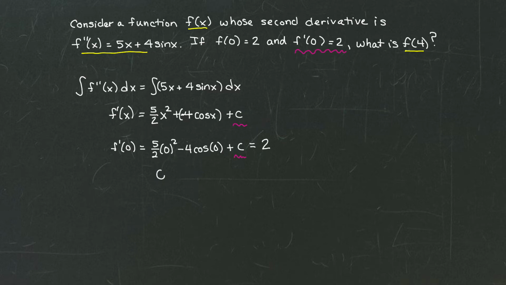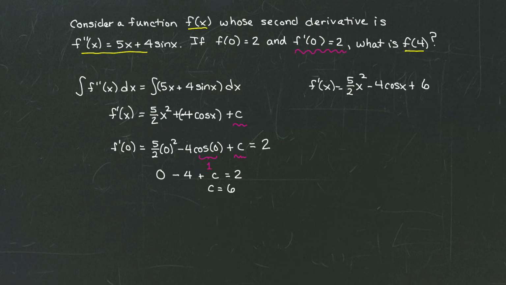5 halves times 0 squared is just 0. 4 times the cosine of 0, okay, use your unit circle or calculator if you need. The cosine of 0 is equal to 1, right? And so I have minus 4 times 1, which is just minus 4, plus c equals 2. Adding 4 to both sides, that tells me that c is 6. So the constant on this first derivative is 6. And I'm going to write down then my new first derivative. My new first derivative of f is 5 halves x squared minus 4 cosine of x plus, and instead of c, I'm going to put 6 there. That satisfies the initial condition that f prime of 0 equals 2.